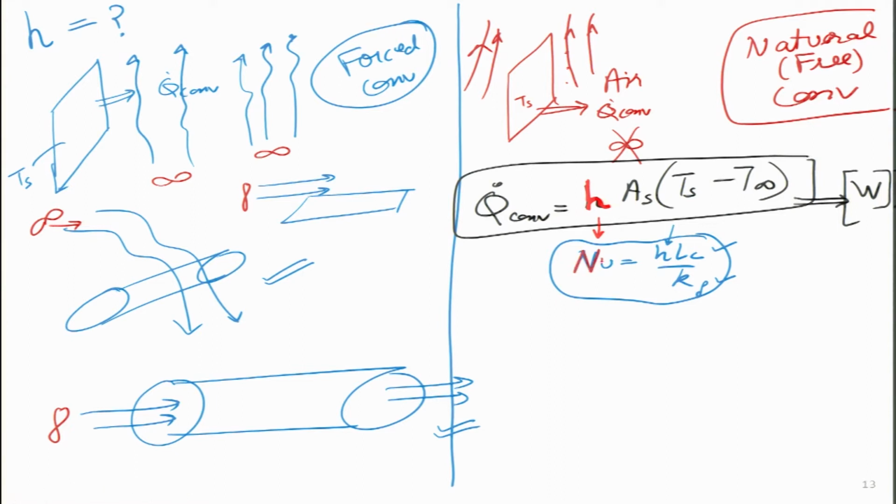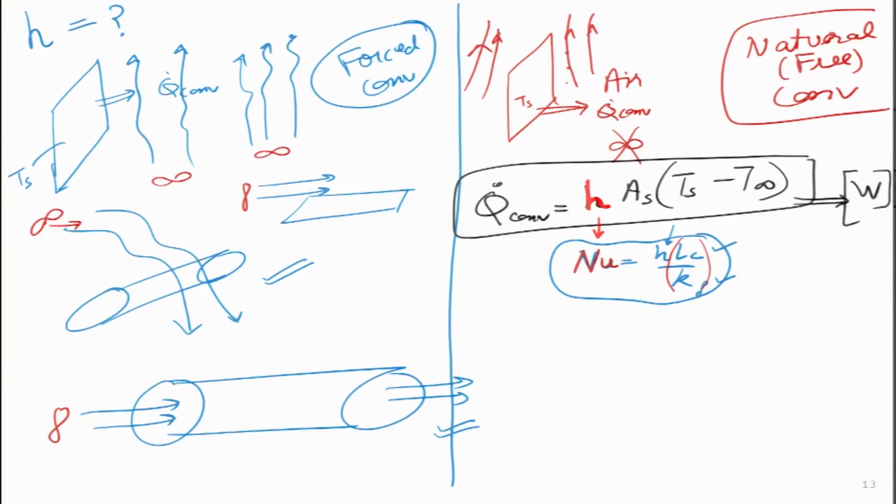So, instead of making h very important, I will say that Nusselt is the one which becomes very important, right, because Nusselt and h are linked by just a multiplier. That multiplier is L divided by k, k of the fluid. So, that is something that we have to remember. This is the k of the fluid.